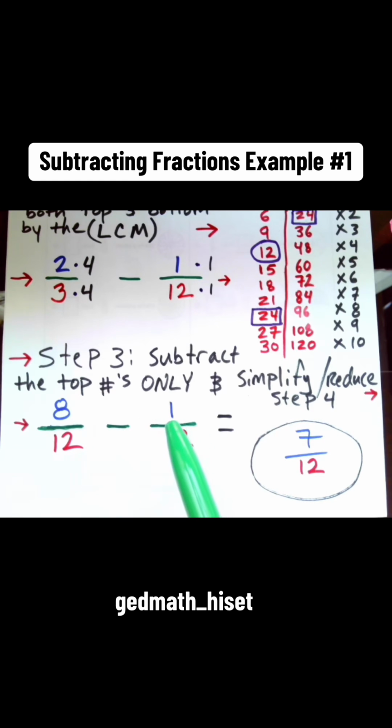Sometimes I struggle with my addition and subtraction, so I try to think of it like money. Hey, I got $8 minus $1 gives me $7. And remember, that denominator stays the same. So if the common denominator is 12 in the problem, then the common denominator will be 12 in my answer.